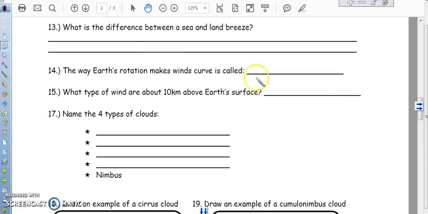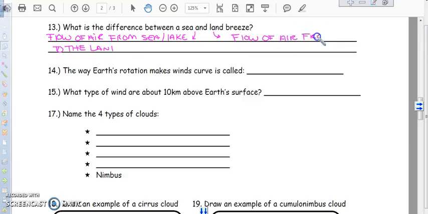Okay, let's talk about sea and land breezes now. The sea breeze is flow of air from sea or lake to the land. A land breeze is flow of air from land to a body of water or sea.